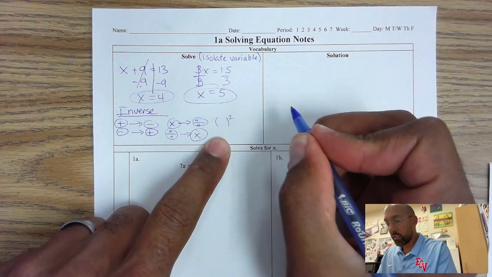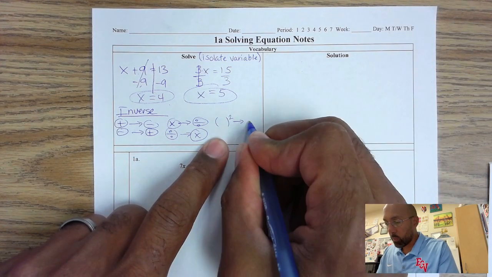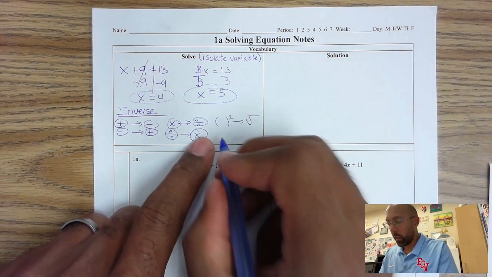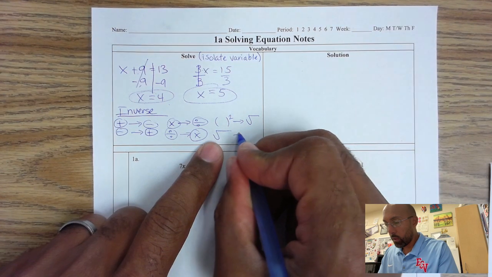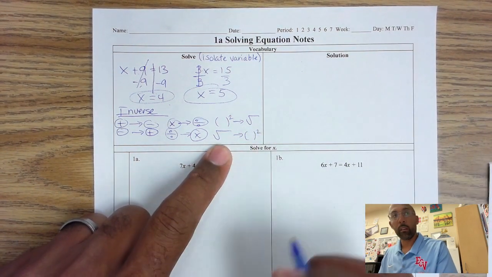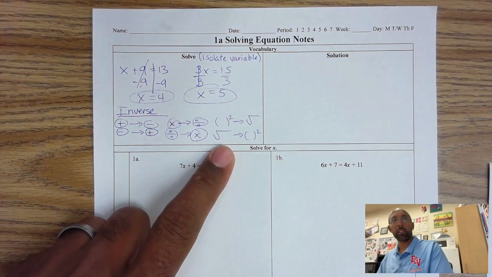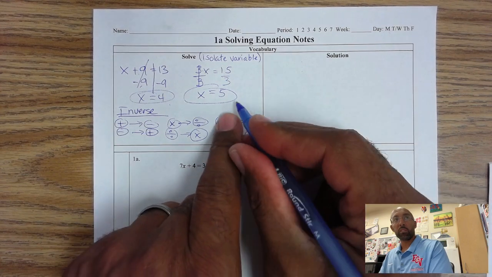Now in this particular topic, you're not going to have to do this, but later on you will. If I see a square, the inverse of square is to square root. And if I see square root, the inverse of square root is to square. That's something you'll have to do later on. And eventually this will give us a solution.